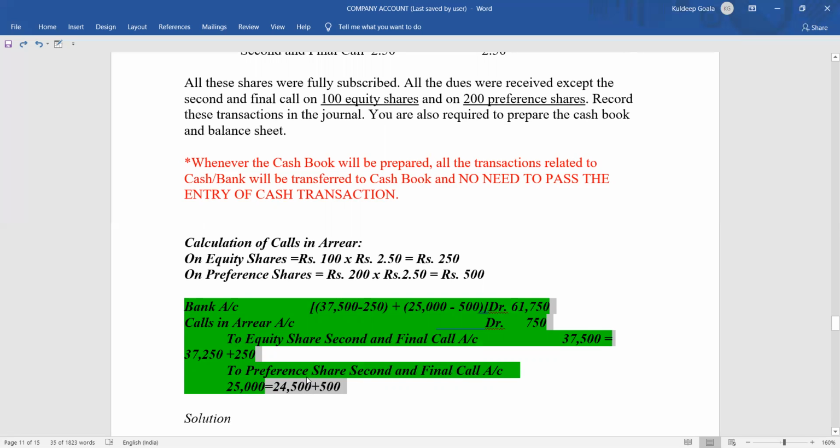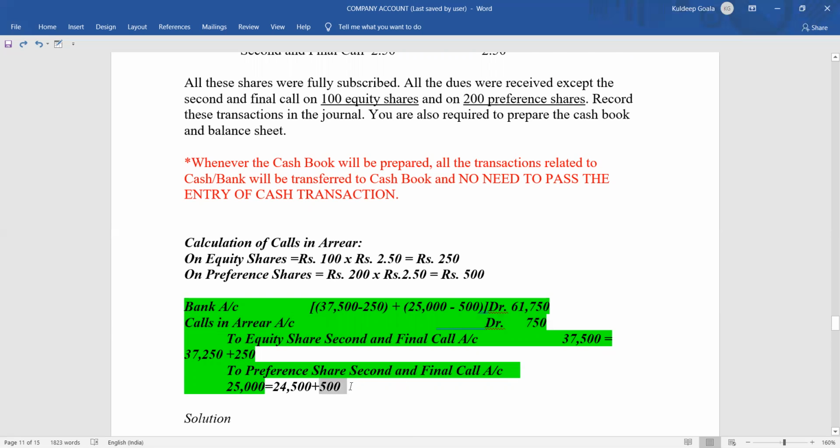journal entries. Now in this situation the journal entry will be only for call arrear, because the bank entry will go to the cash book. So what will be the journal entry? Call arrear account debit 750, to equity share second and final call account, arrear 250 rupees, to preference share second and final call account, arrear 500 rupees. Understood.